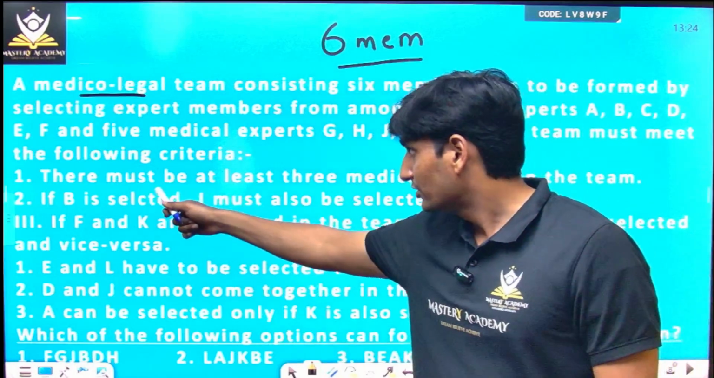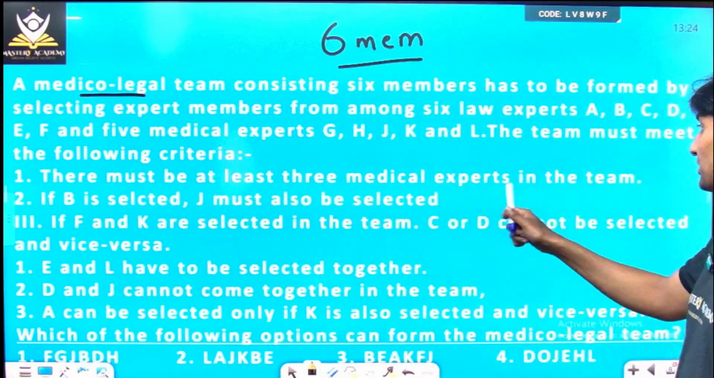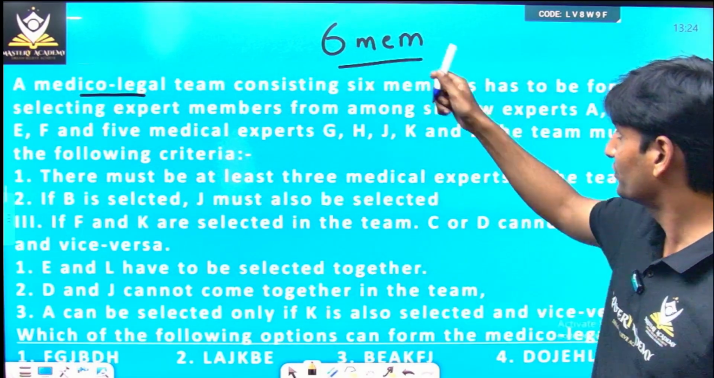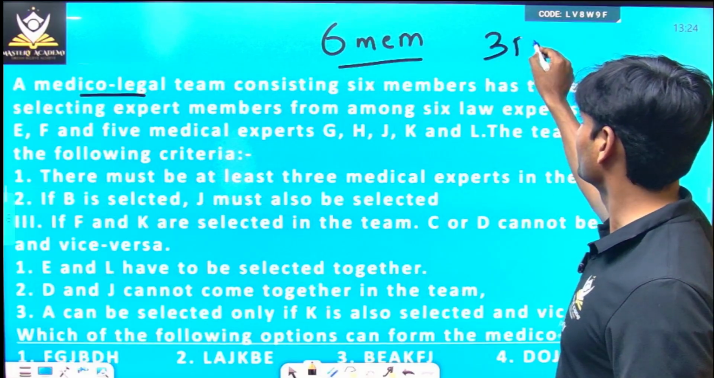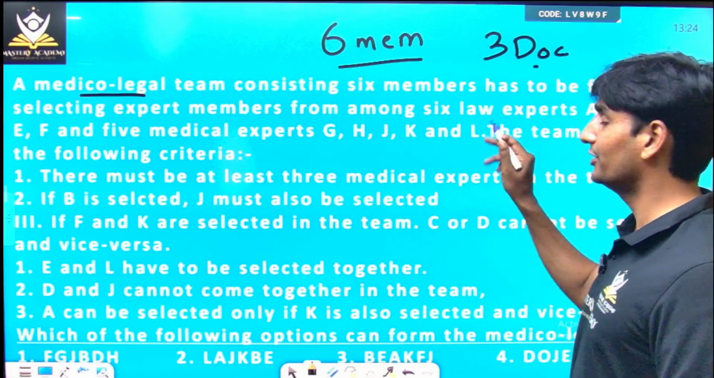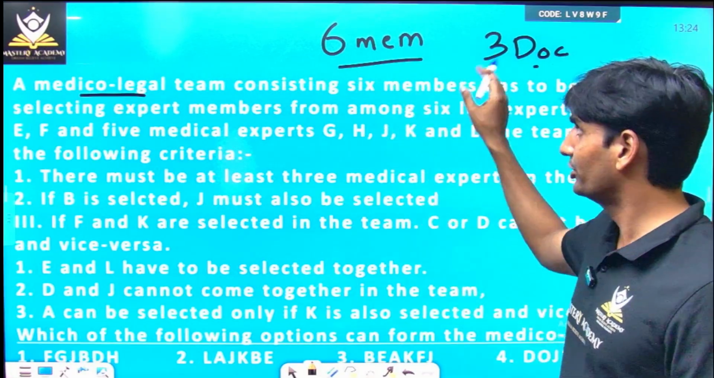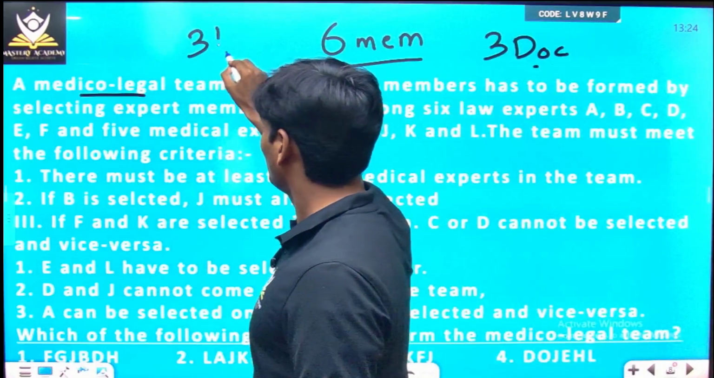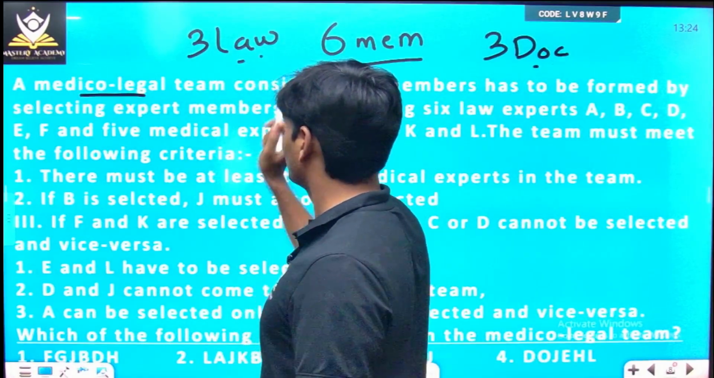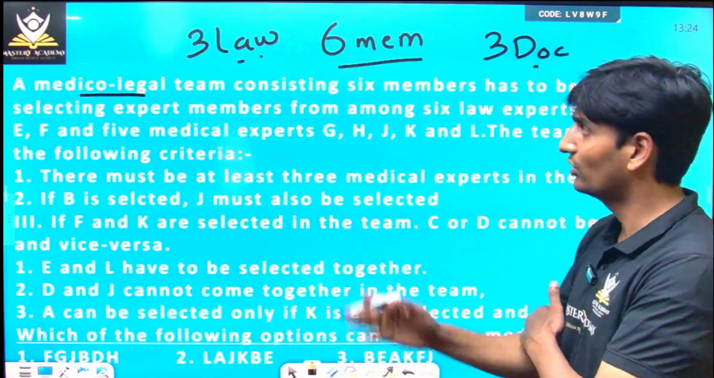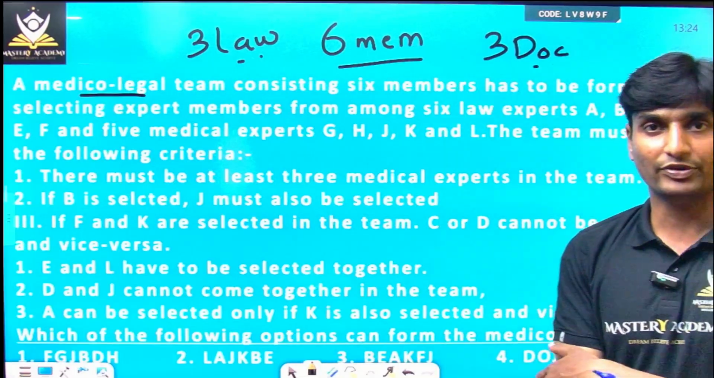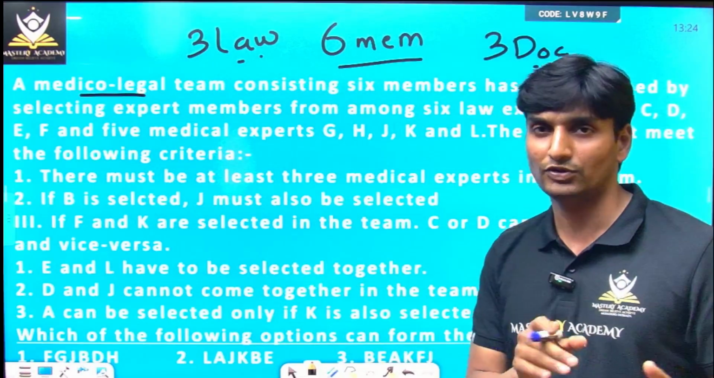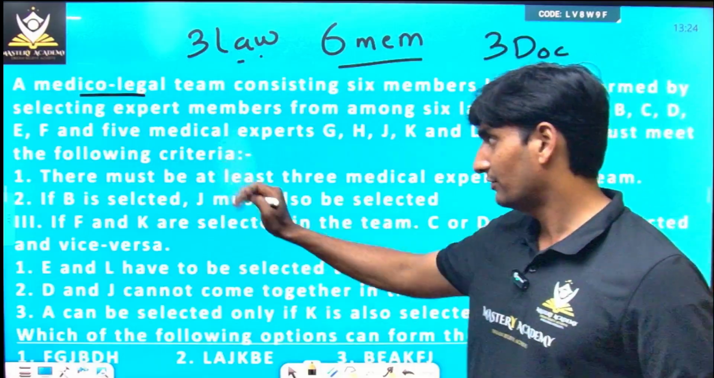See, first, there must be at least 3 medical experts in the team. Out of 6 members, 3 should be doctors. Okay, not necessarily doctors, we are assuming doctors. 3 should be doctors and 3 should be lawyers. Once again, we are assuming them to be lawyers, we don't have to involve that. So 3 doctors should be present in the 6-member team and 3 of the lawyers should be present. That is the first condition.